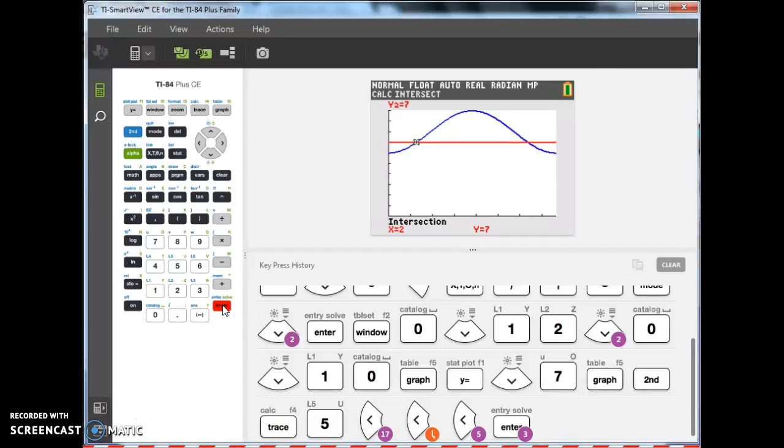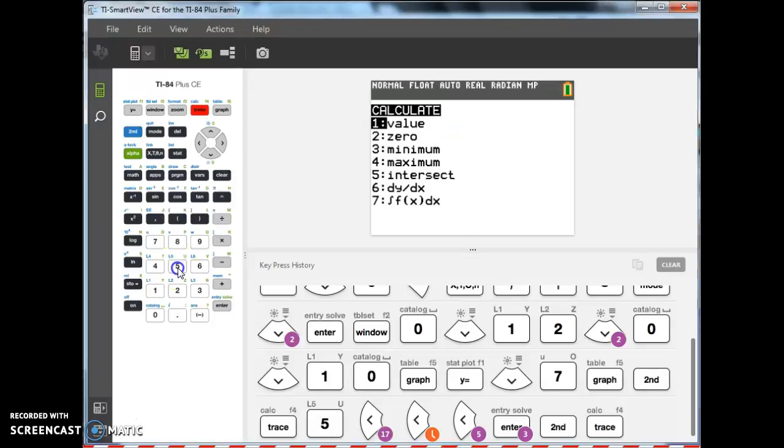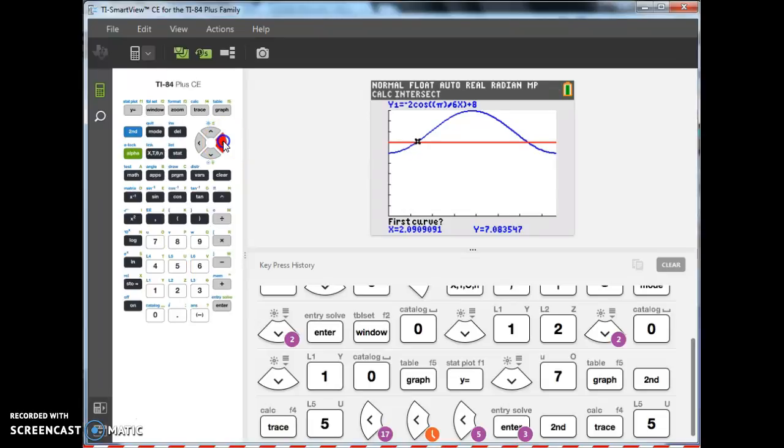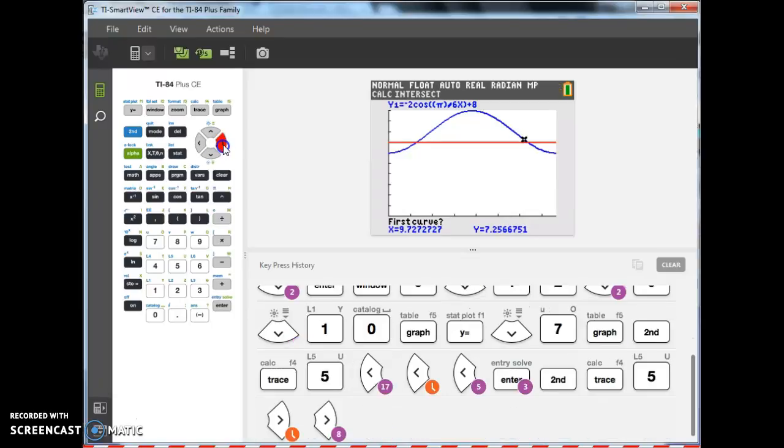So from 2 to, what's the other point? We need to find what this point is right here. Same process: second trace, intersect, and bring that cursor over to the right side now. Land as close as possible on it. And same thing, enter 3 times. And you'll see it comes up with 10. So from 2 to 10, the tide was at least 7 feet.